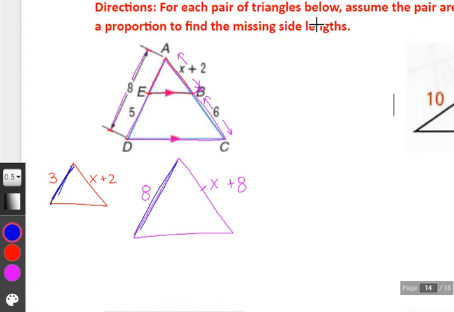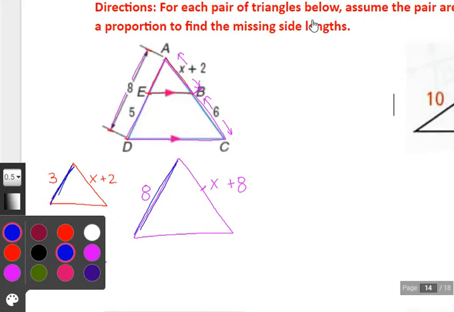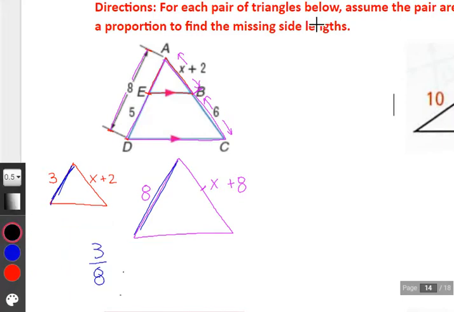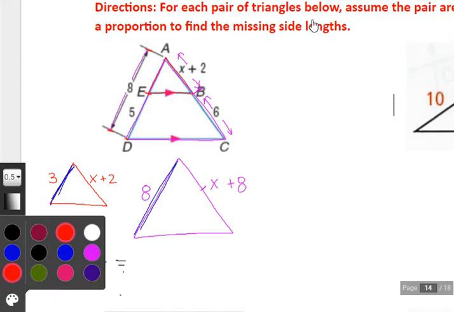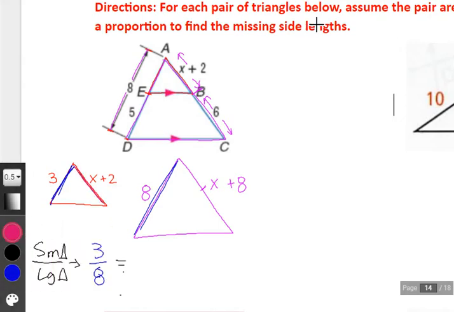We have 3 over 8, so small triangle to large triangle. And again, you could have gone the other way and made it 8 over 3, but that's just the way I saw it first, so small triangle over large triangle. That should be equal to the same relative ratio on the other side. So we have x plus 2 over x plus 8. Small triangle on top, that's x plus 2. Large triangle on bottom, that's x plus 8. Now this should look extremely familiar compared to what you did on the previous page.